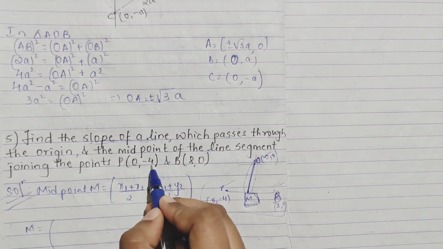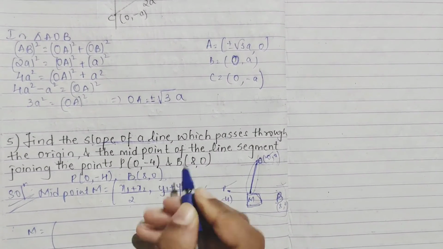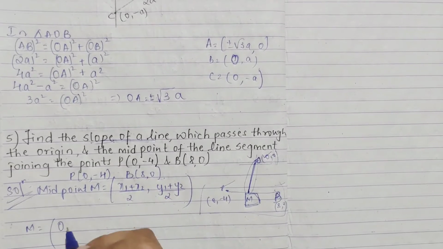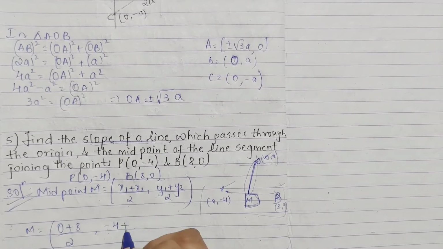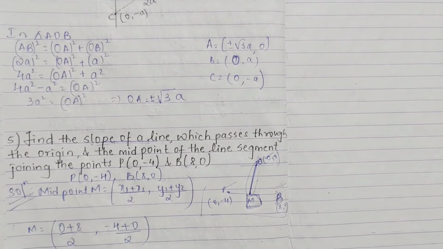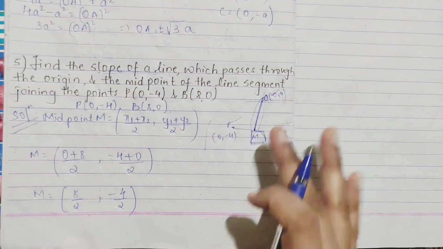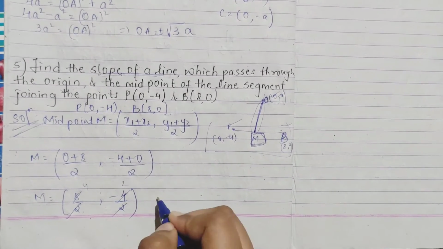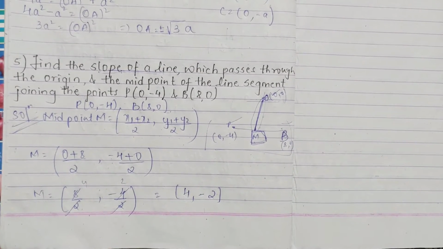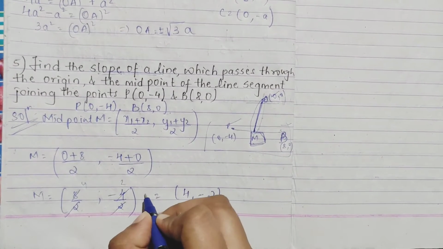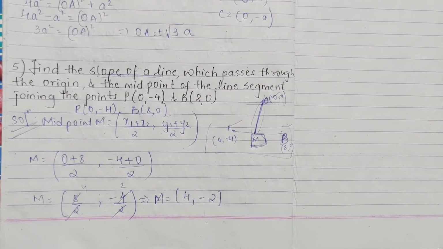See, P is (0, -4) and B is (8, 0). So x1 is 0, x2 is 8, divided by 2; y1 is -4 and y2 is 0, divided by 2. So the point you will get is 8 divided by 2, -4 divided by 2. 2 fours are 8, 2 twos are 4. So the midpoint you are getting is (4, -2), right? So M also you have got, and even the origin you have.